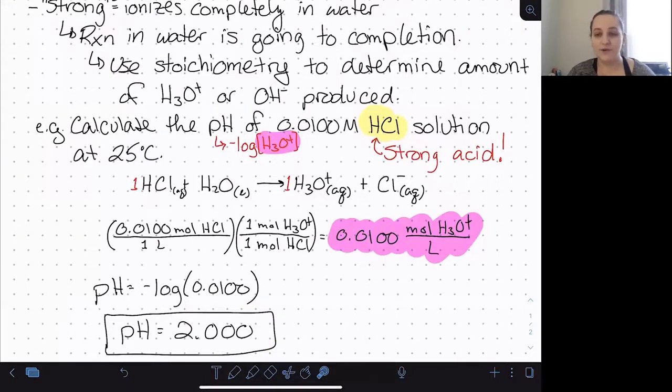So it's pretty simple as long as you recognize what you need to do. Since this reaction goes to completion, that's when we can use stoichiometry. And we can apply exactly the same idea to calculating the pH of a base solution as well.